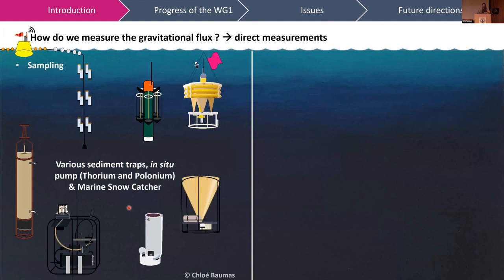So how do we measure the gravitational flux magnitude? There are two types of methods, the direct measurements and the estimations. Regarding the direct ones, traditionally, we are deploying various types of samplers, such as sediment traps, either fixed or drifting, in situ pump or marine snow catcher. The sediment traps allow to obtain direct POC fluxes, whereas large volume filtrations can allow to derive fluxes from radioactivity of, for instance, thorium and polonium.